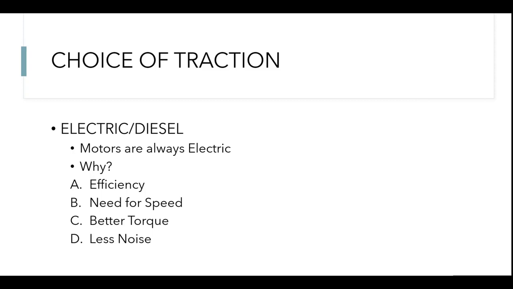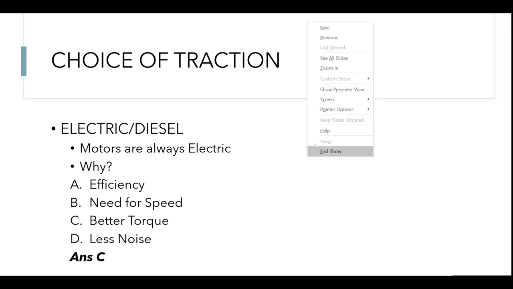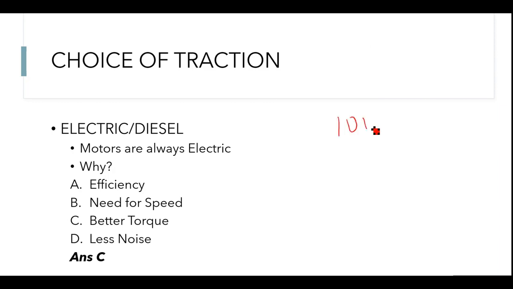The answer to this question is C, that is better torque. As we have seen, in a train we are actually looking at a mechanism to power about 100 axles using just 6 powered axles, and this means that you have a huge requirement for torque.